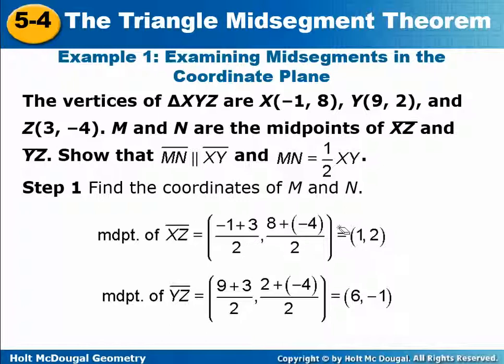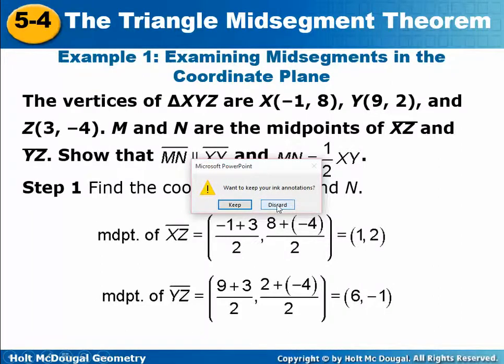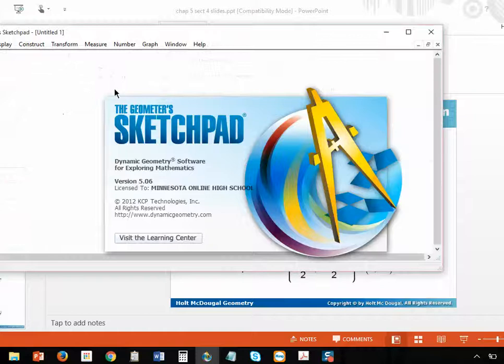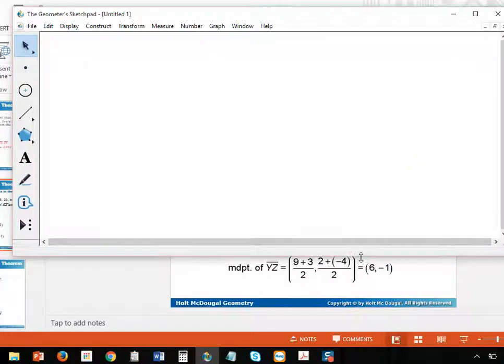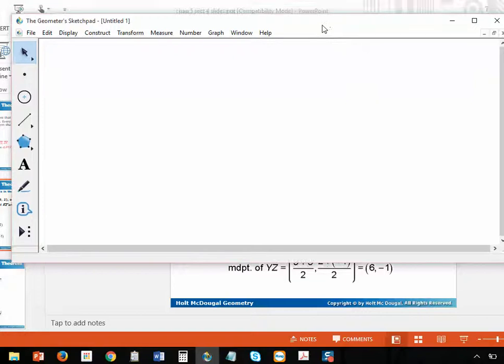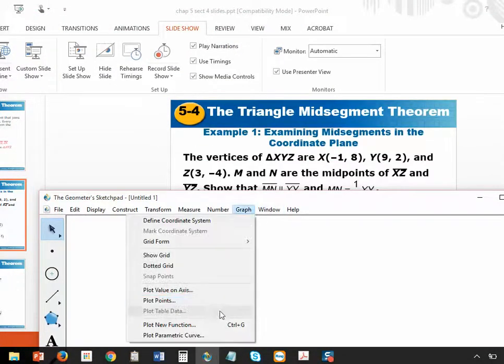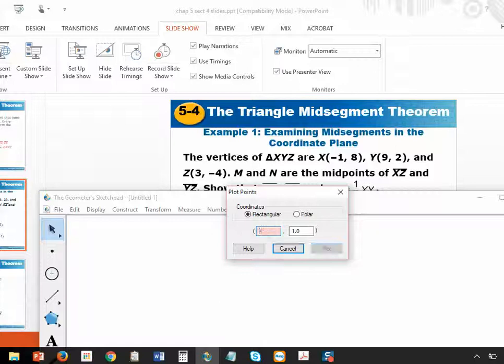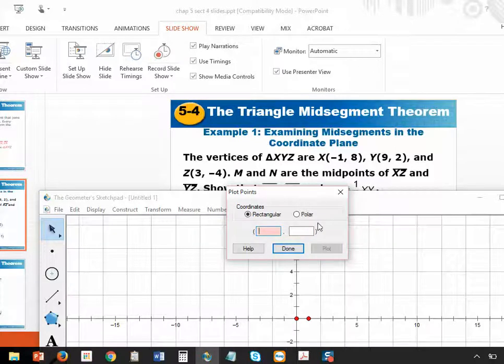Oh, I know. I'll use Sketchpad quick. Sketchpad is a great tool for graphing things like this: (-1, 8), (9, 2), and (3, -4). All right, so I'm going to go into Sketchpad. And here's Sketchpad. And I'm going to graph those points. So here's those points right here. So you go to graph, plot points, and one point is at (-1, 8), and one point is at (9, 2), and one point is at (3, -4).